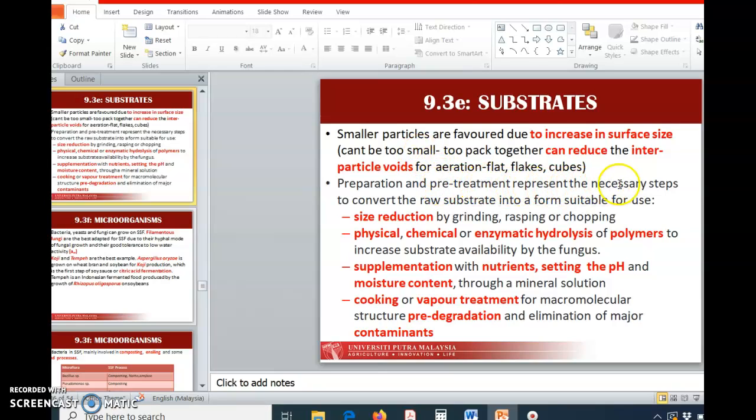Preparation and pretreatment represent the necessary steps to convert the raw material substrate into a form suitable for the fermentation. For example, size reduction, physical, chemical, or enzymatic hydrolysis to increase the substrate availability to the fungus, supplementation with nutrients, pH, and moisture content through a mineral solution, cooking or vapor treatment for macromolecular structure pre-degradation, and elimination of major contaminants in the solid substrates.